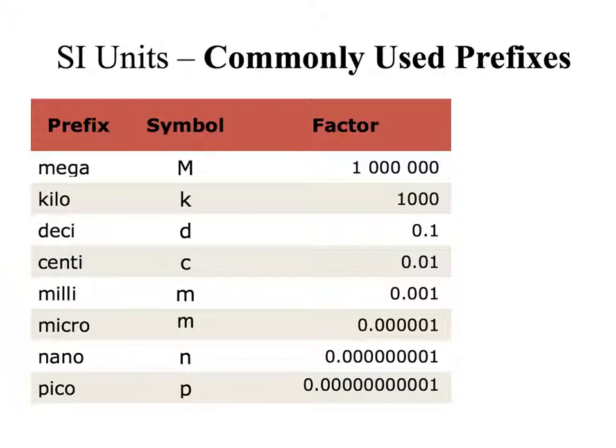Deci is a tenth, so a decimeter is a tenth of a meter. Centi, centimeter, centigram, centiliter, that's a 100th of a meter or a liter or a gram or whatever it's in front of. Milli is a thousandth, so it takes 1,000 of these to equal whatever the base unit is. And then if you're talking about something really, really small, you might see micro, nano, or pico.